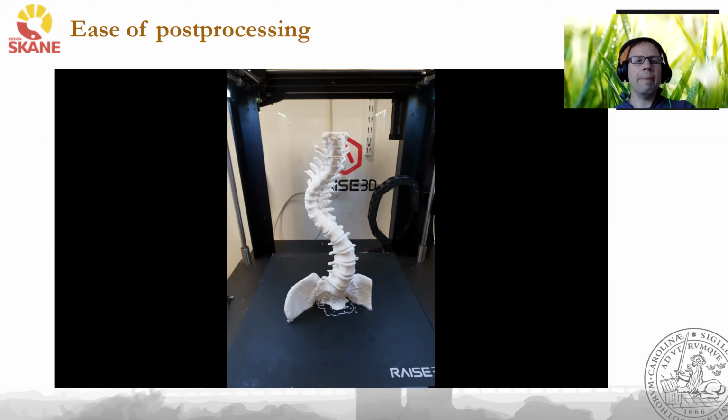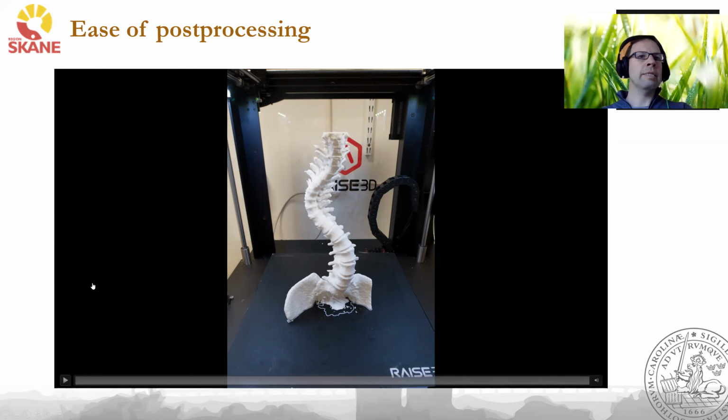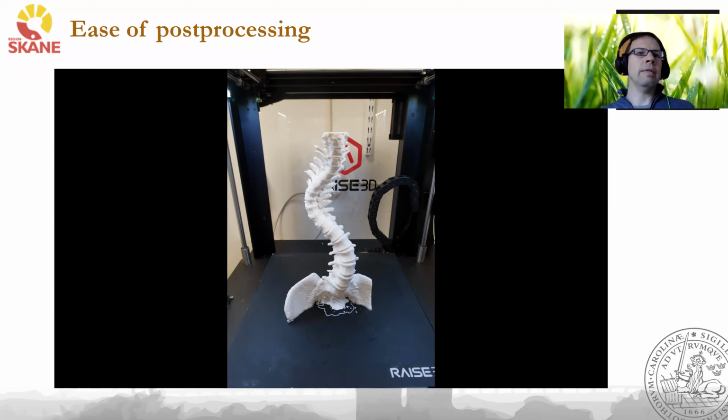So here I will show a small video clip of how it looks when the print comes out of the printer. This is a video that Philip made. This is a spine that we printed. It is not the full-size spine, it's a 70% spine, and it's a scoliosis patient. Okay.